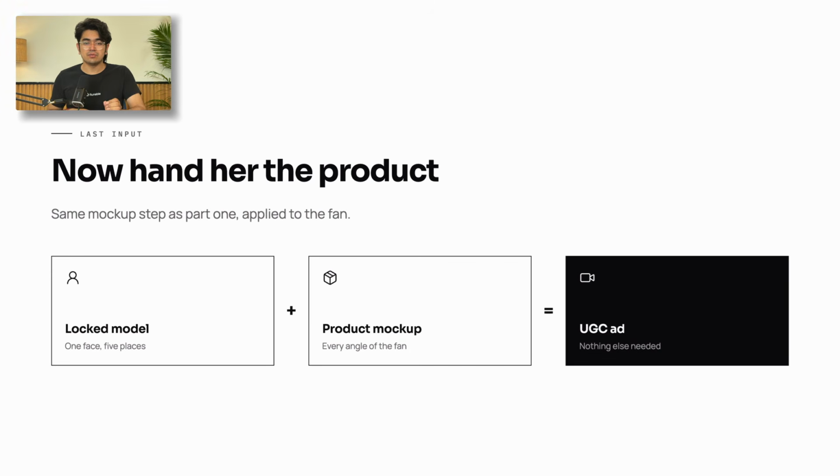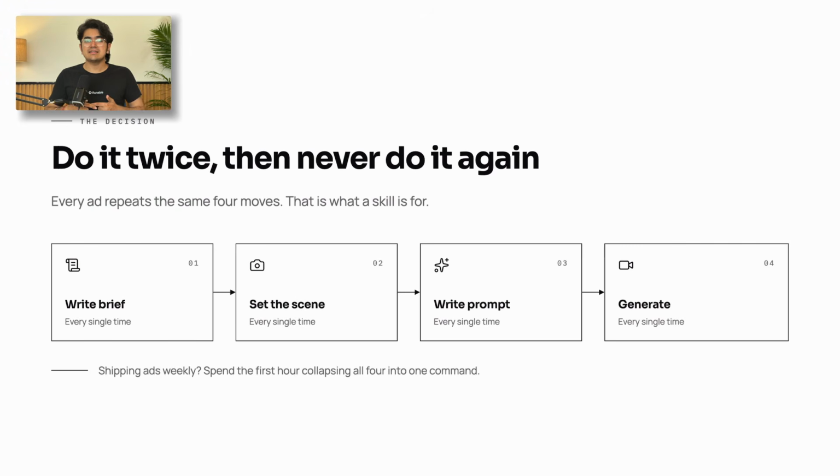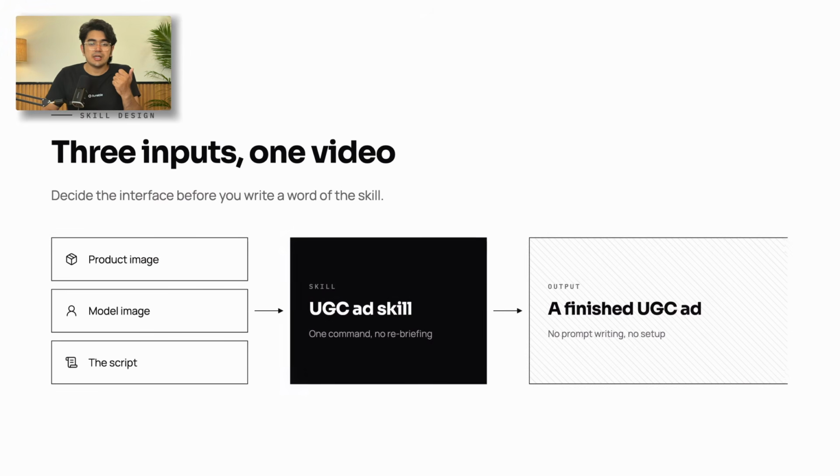UGC style video. But a better way, what I think is, let's generate a skill for creating UGC videos, because every time doing this is a little tedious. So we'll make a skill using which we need to upload just the product image, the model image and the script, and we'll get the video ready.